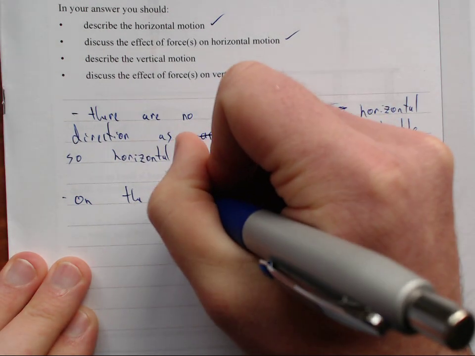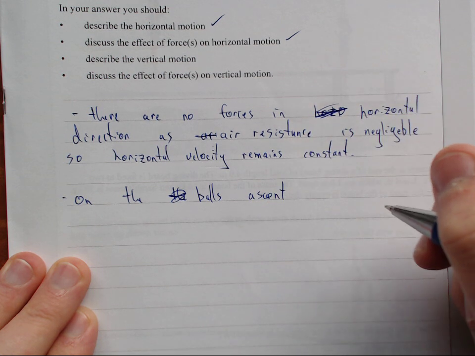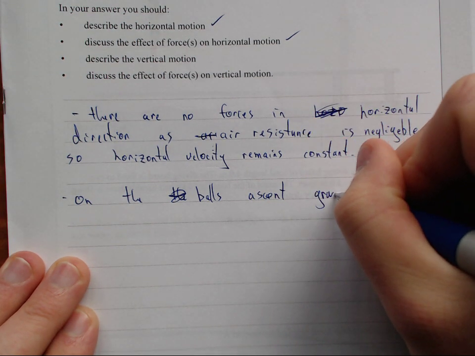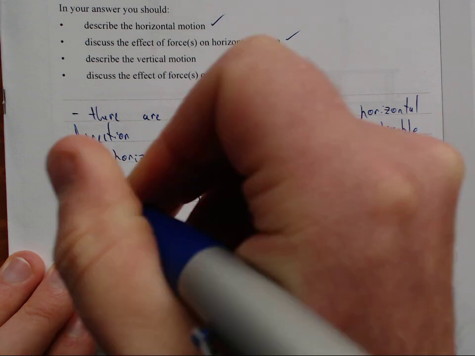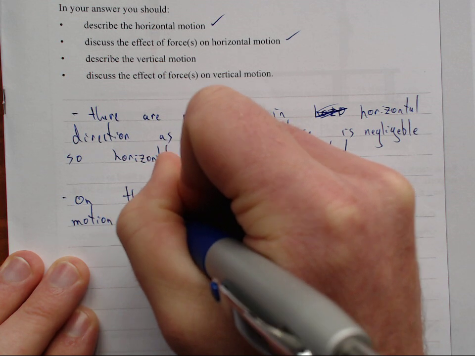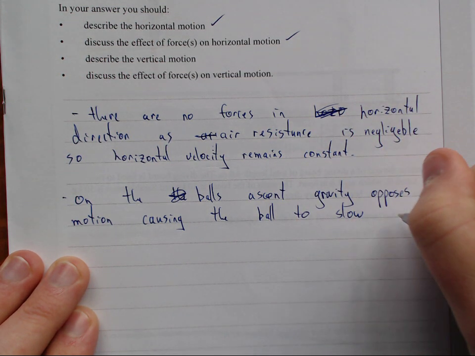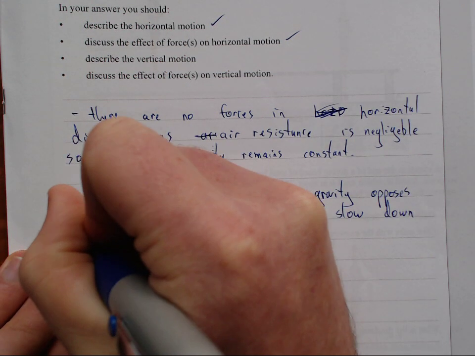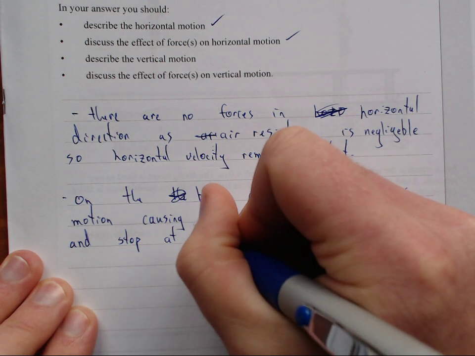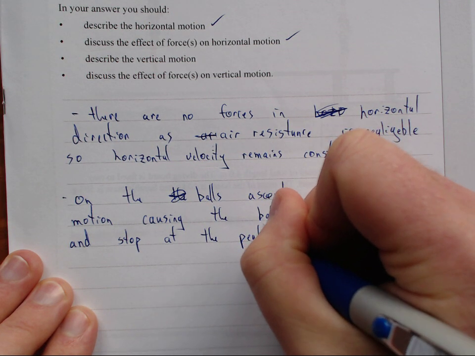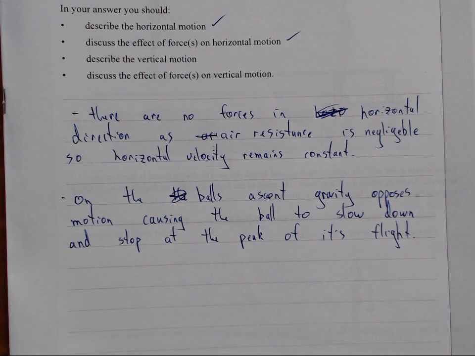So on the ball's ascent, going upwards, gravity opposes motion, causing the ball to slow down and stop at the peak of its flight. Right, so that's when it's going up.